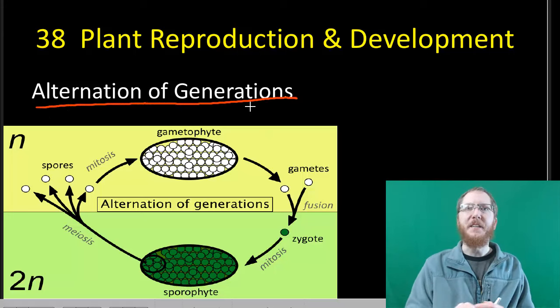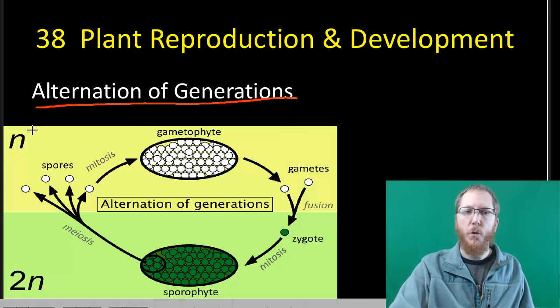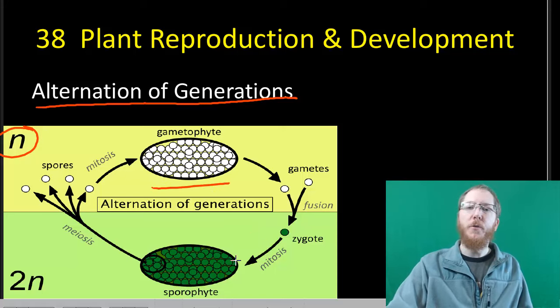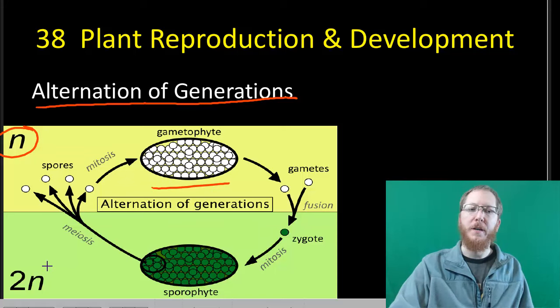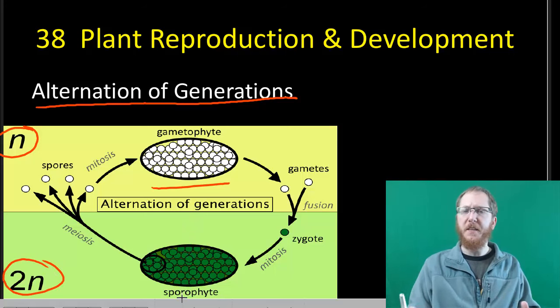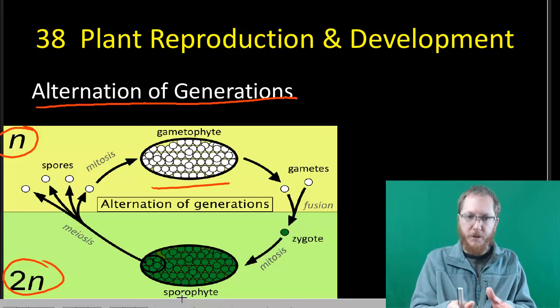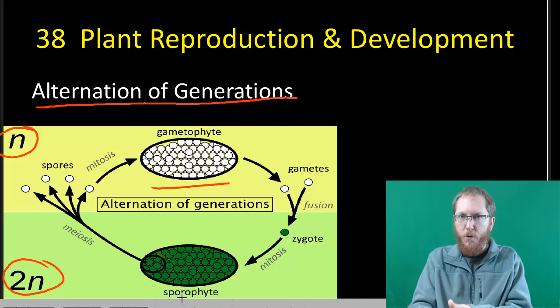Now this is kind of a different reproductive pattern where plants will typically have a gametophyte or haploid phase, which is multicellular. They'll also have a sporophyte or diploid stage that's also multicellular. Now this is different than things like animals where we have a unicellular haploid phase. That's just our gametes, sperm, ovum.